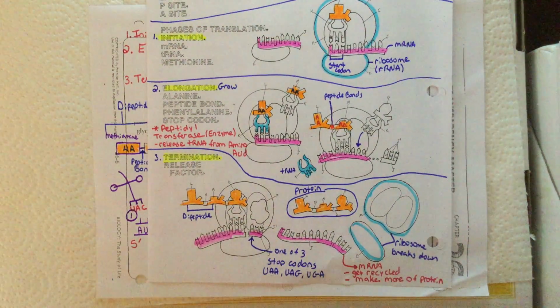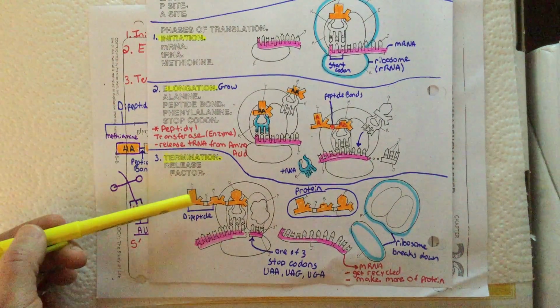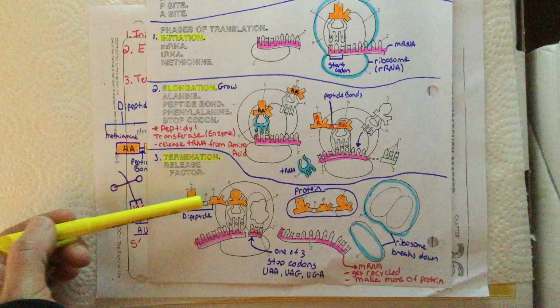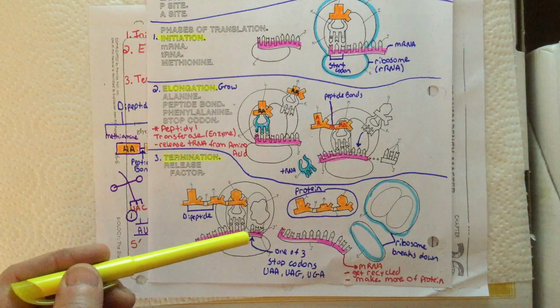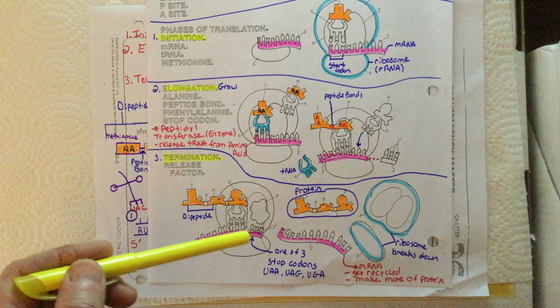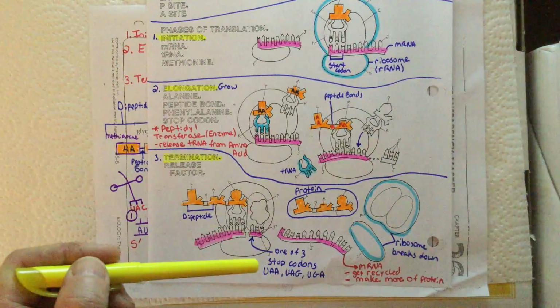Now we have termination, last step. With this termination, we are growing the polypeptide chain. Remember, 2 of them is called a dipeptide. A whole bunch of them is a polypeptide or a protein. Eventually, we reach one of 3 stop codons. Here, it's going to be UGA. It could also be UAA or UAG. So there's the 3 that you have there.